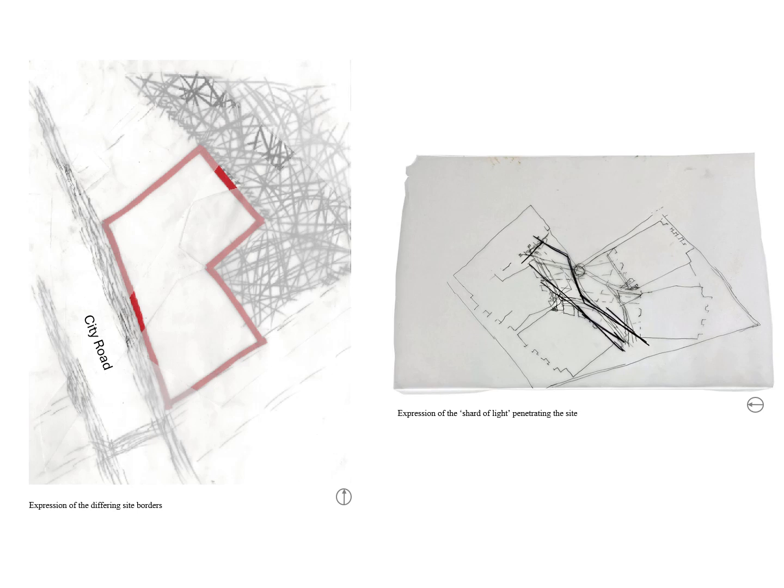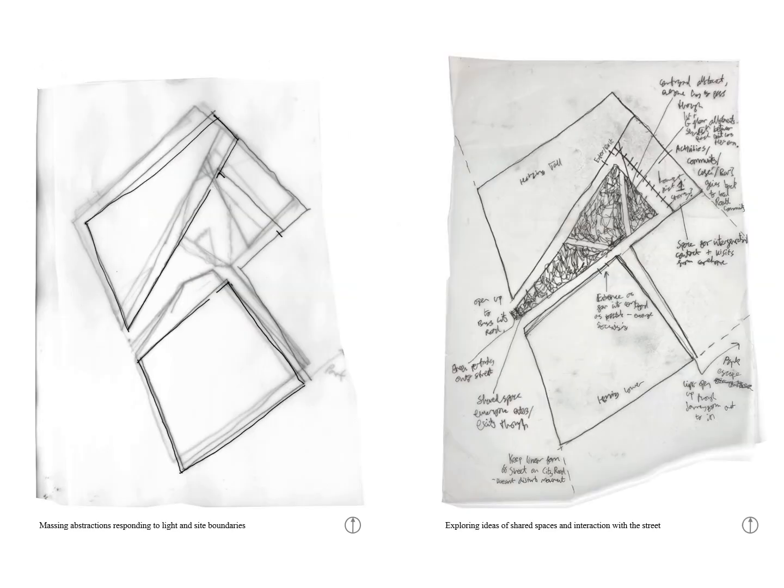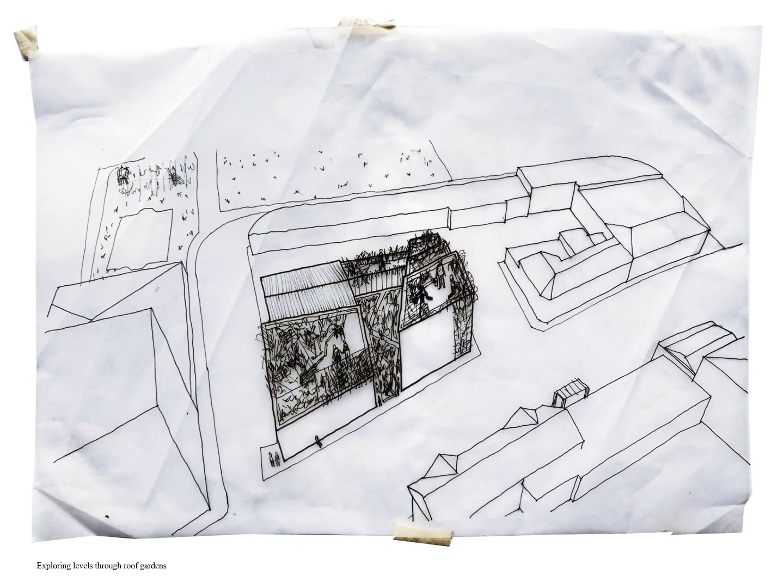The drawing on the right visually represents the discovery of a shard of light which penetrates the site every afternoon of the year. Massing abstractions were drawn over these site drawings. An early proposal began to take shape. This was the interim proposal of Greenfingers.